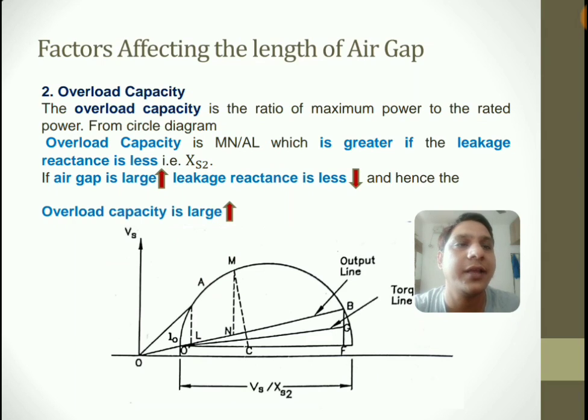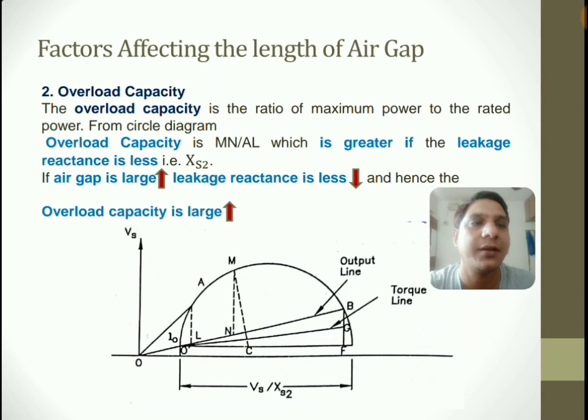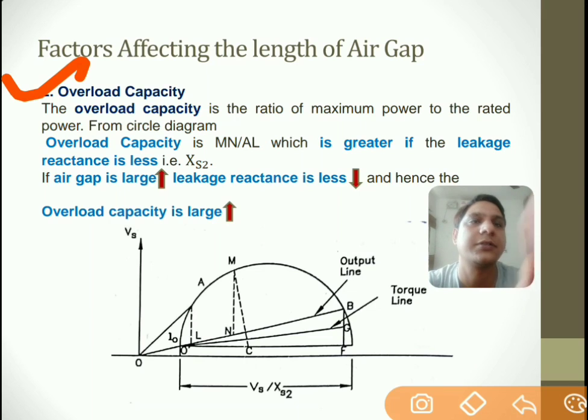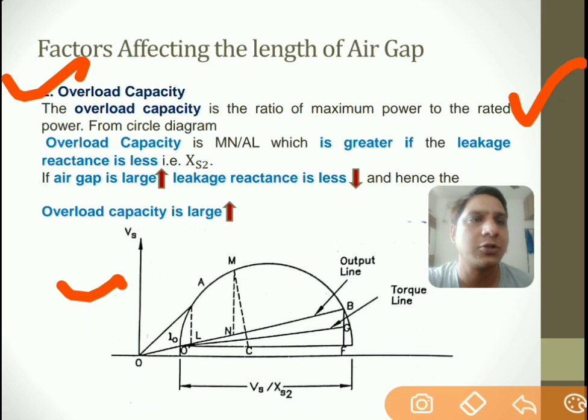Another factor which is going to affect the air gap is something interesting we must understand. The second factor affecting the length of air gap is called overload capacity. In previous videos you will find the meaning of overload capacity. Shortly, overload capacity is the ratio of maximum power to the rated power from the circle diagram, which is also shown here. Every machine is rated to some power. So the maximum power which can be handled by the machine divided by the rated power becomes the overload capacity of that machine.